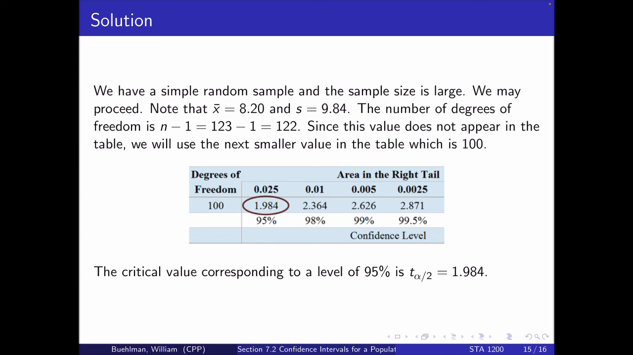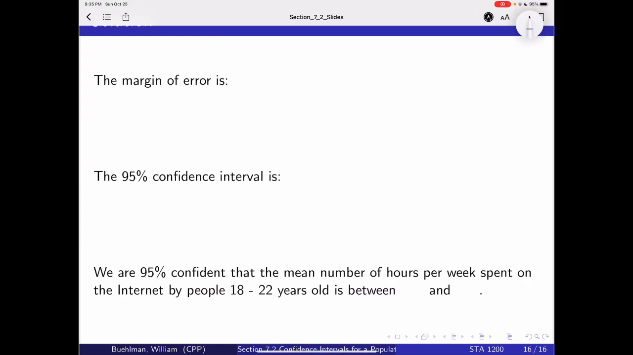Since this value does not appear on the table, we must use the next smallest value in the table that does appear, which is 100. So we go to 100 and go to 0.025 because that's for 95% confidence, and we get that the critical value is 1.984. And we need to calculate our margin of error, which is our critical value times our standard error, which is 1.984 times 9.84 over the square root of 123, which gives us 1.7603.